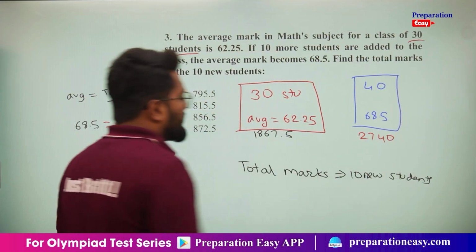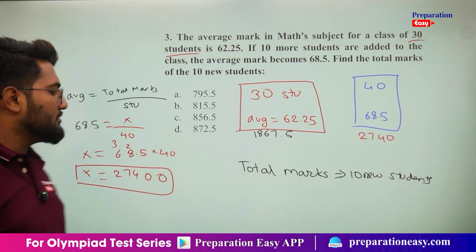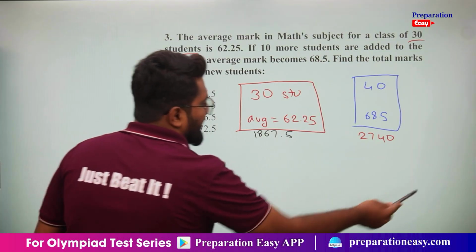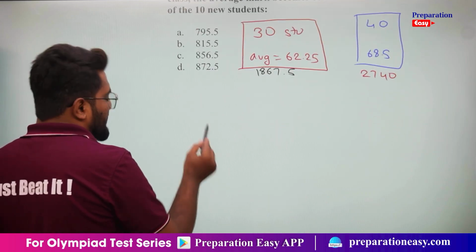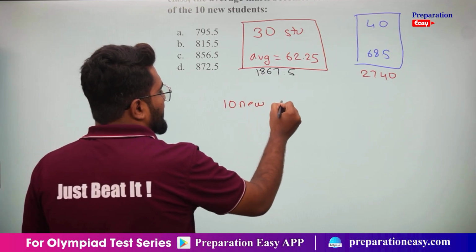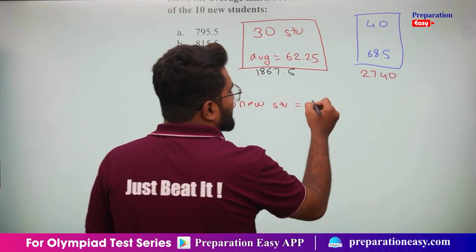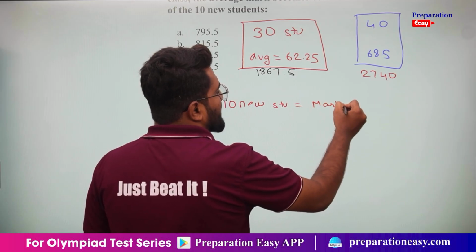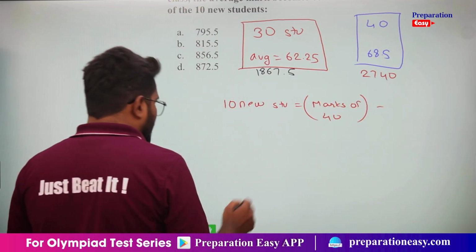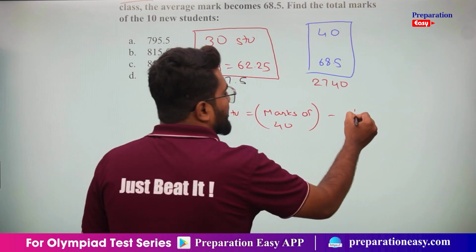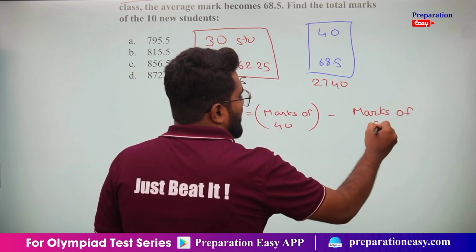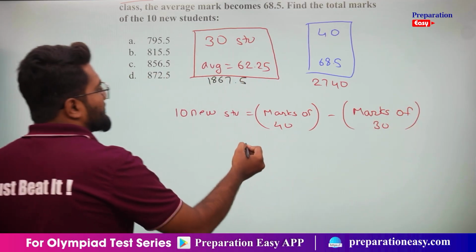2740. So what we will do to find the marks of 10 new students? The marks of 10 new students equals the marks of 40 students minus the marks of 30 students.